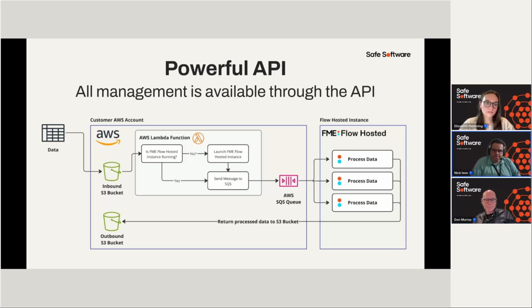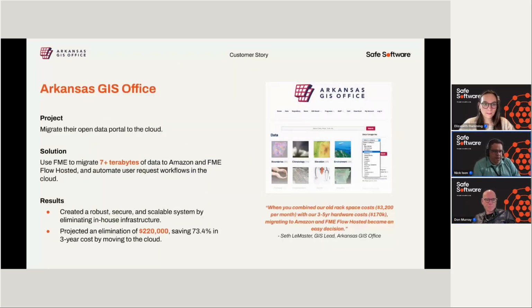Yeah. We have a great example of that too, with the Arkansas GIS office. They run their entire open data portal on FME Flow Hosted, and with FME Flow, of course. A lot of their data already existed in Amazon's environment, and they were able to use FME to migrate over 7 terabytes of data and create a portal by which users can go in and download whatever data they need on demand, customized to their needs. For them, it saved hundreds of thousands, saving almost 74% over 3 years by migrating to Flow Hosted to serve up the data.